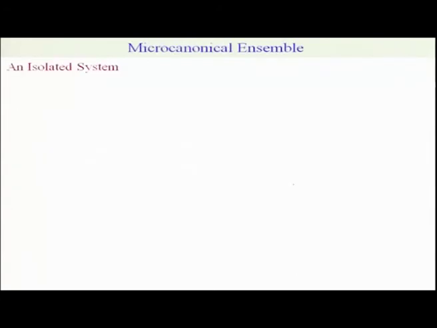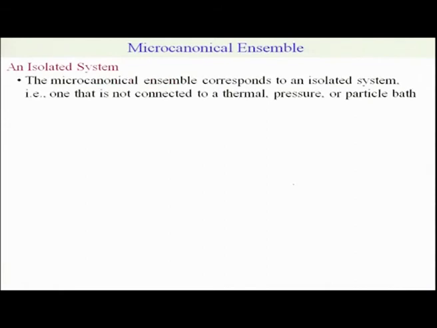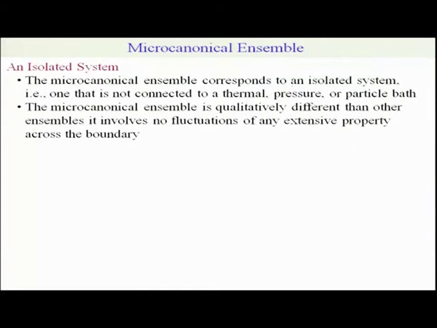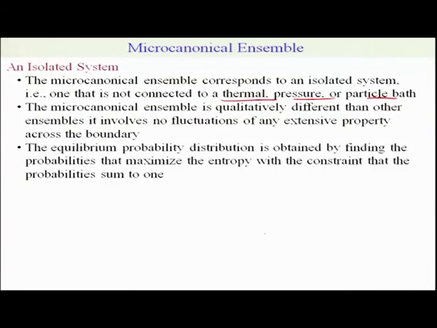So, microcanonical ensemble is nothing but an isolated ensemble because energy is fixed. And the important thing is it is not connected to any thermal, pressure or particle bath. So, microcanonical ensemble is qualitatively different from other ensembles because it involves no fluctuation of any extensive property across the boundary. So, the equilibrium distribution is obtained by finding the probability that maximizes the entropy with the constraint that the probabilities sum to 1. That is something which we have already done in the last lecture.